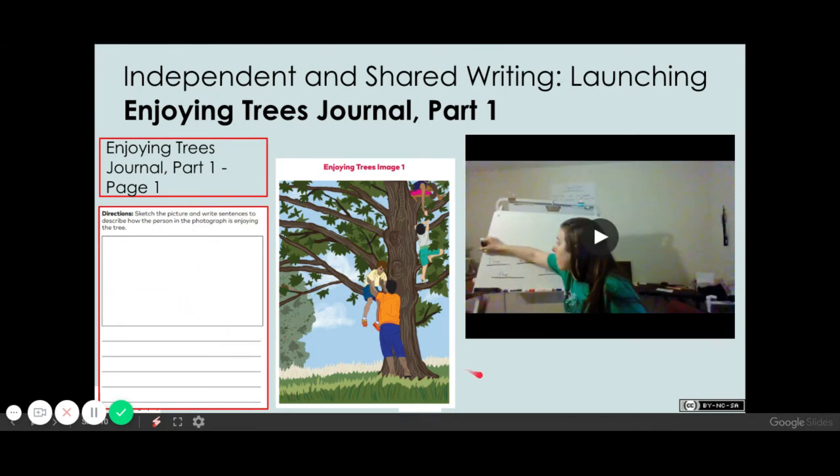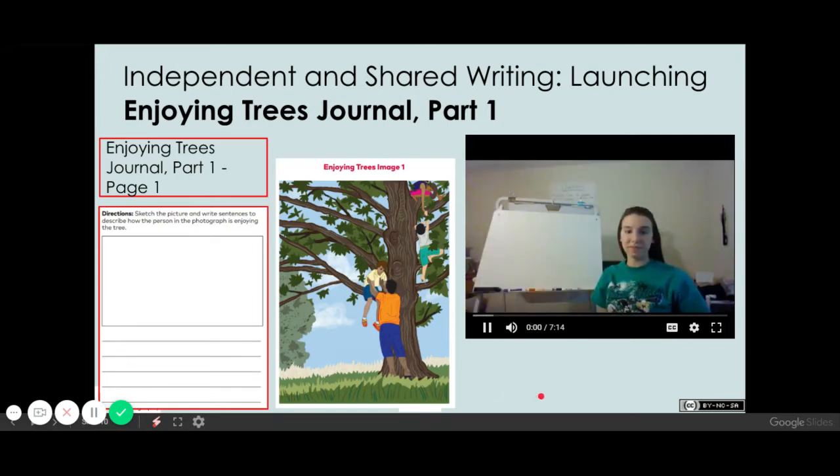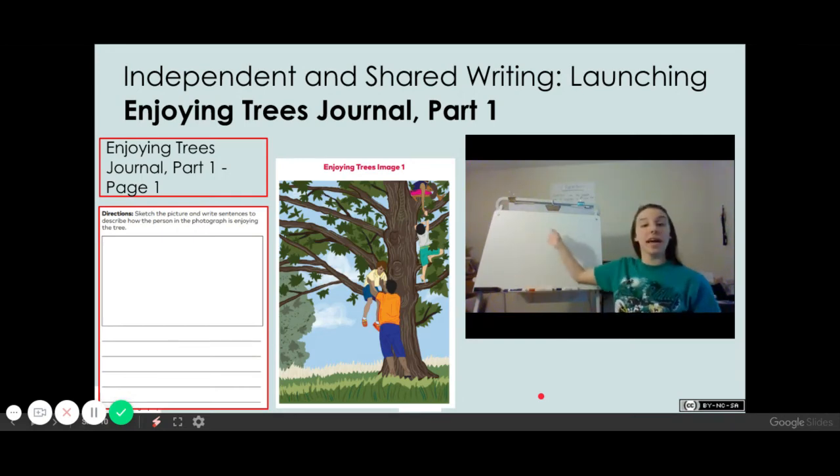So now you are going to watch as I model for you how we would write our sentence and draw our picture to help describe how the people are enjoying the trees. Okay, so we looked at our picture. We talked about how those people are enjoying the trees. So now it's time to write my sentence and draw my picture that shows how those people are enjoying the tree. I have to remember that my sentence has to have a noun and a verb.